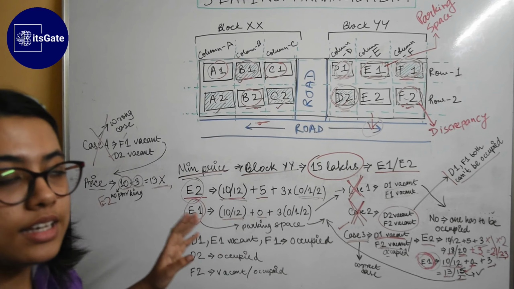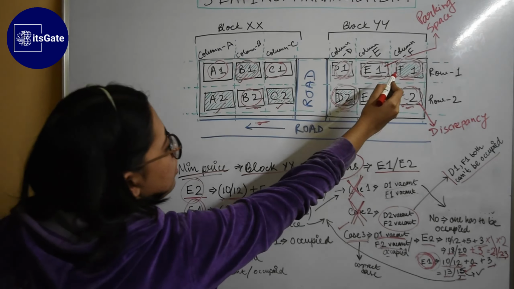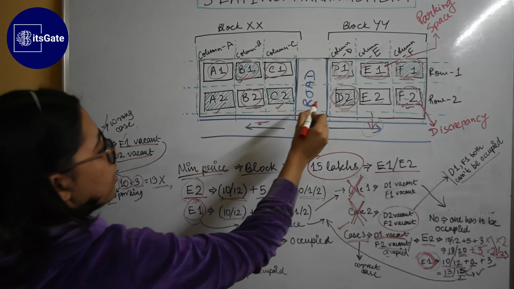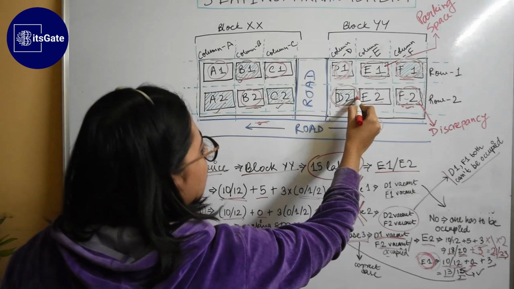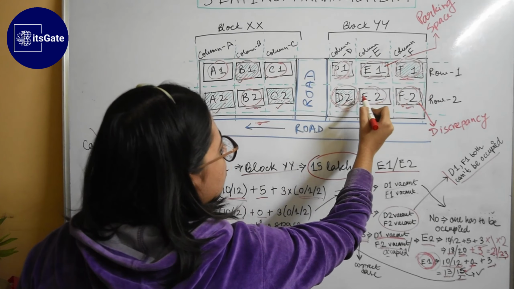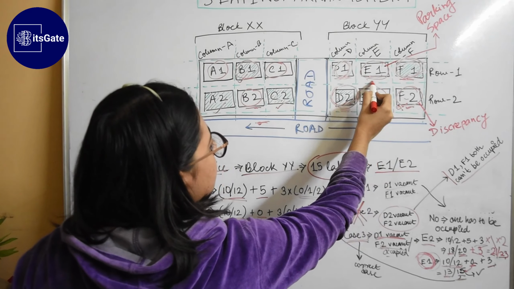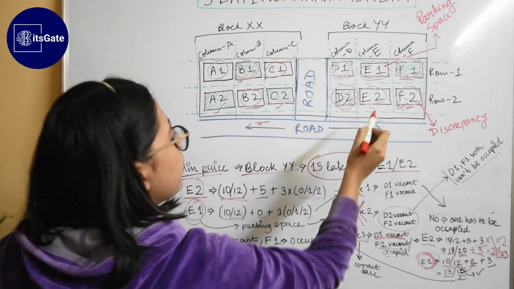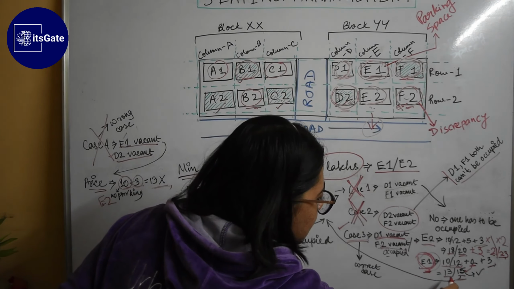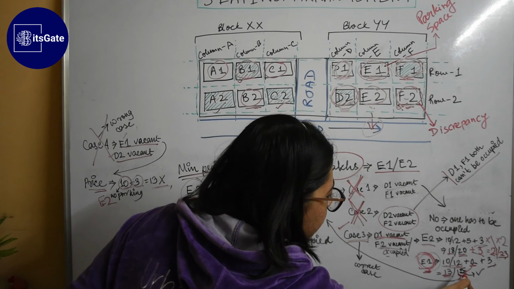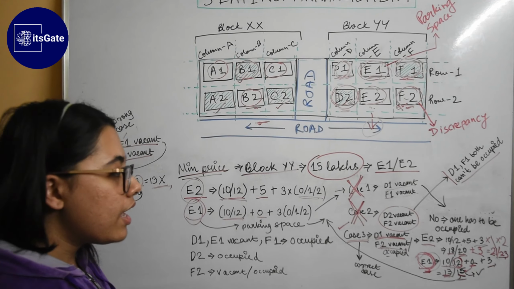Now let's explore case 4. In case 4, F1 is vacant and D2 is vacant. So the price of E2: F2 is occupied and E1 is anyways vacant. So E2 we know is not having the parking space because in E1 we saw since 13 is not valid, 15 is valid. For 15, this has to be 12. That is, E1 is having the parking space.